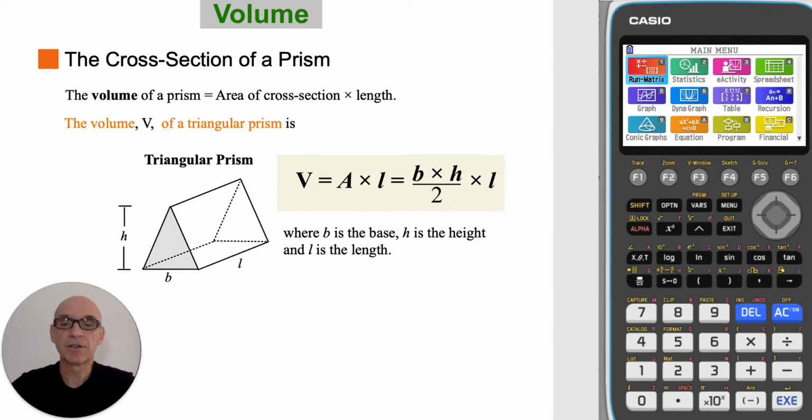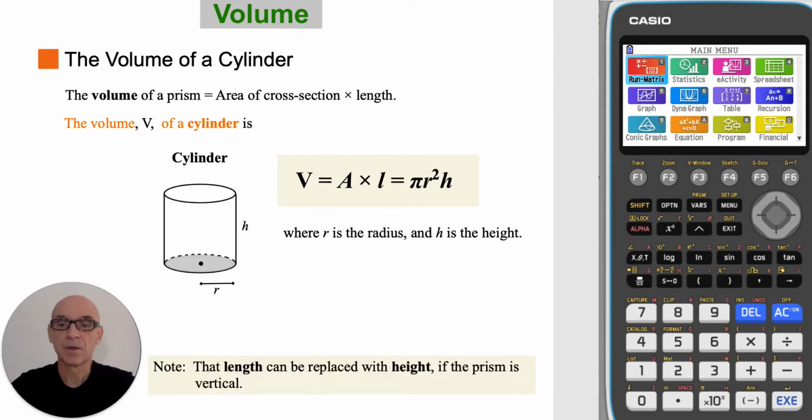The volume of a triangular prism is equal to the area of the cross-section multiplied by the length, and as the cross-section is triangular, that's equal to base times height divided by 2 multiplied by the length. The volume of a cylinder is equal to the area of the cross-section multiplied by the length, and as the cross-section is a circle, that's equal to pi r squared multiplied by the length, or pi r squared multiplied by h if the prism is vertical. H is the height.